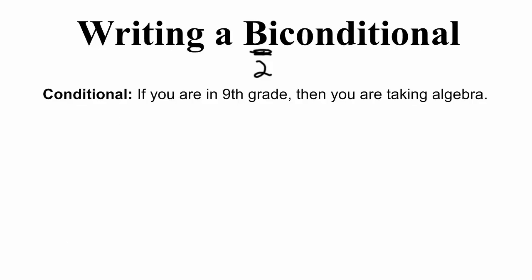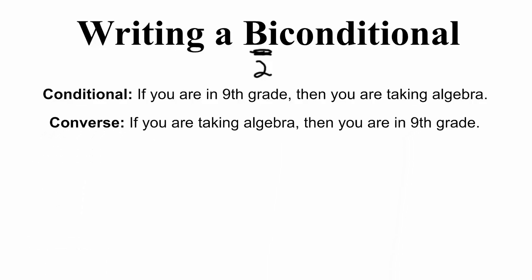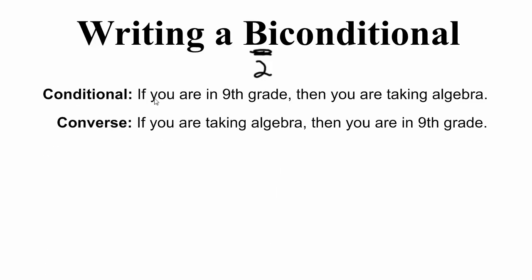Writing a biconditional. A biconditional is when you have two conditional statements, when you have a conditional and its converse. And if I look at my conditional and my converse, if I were to identify the hypothesis and conclusion, I can see here it says you are in ninth grade.